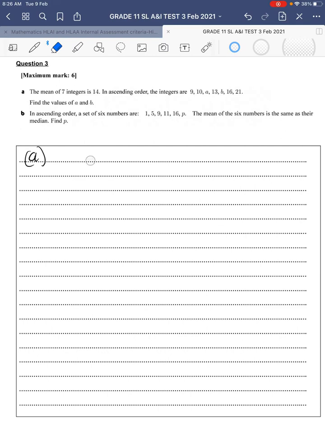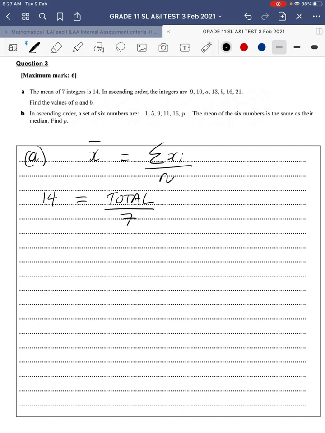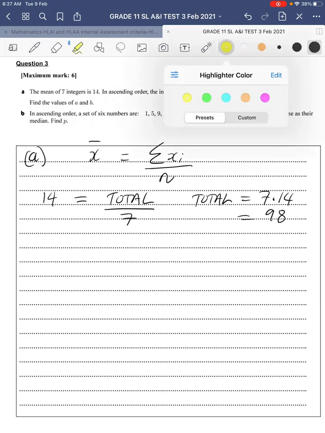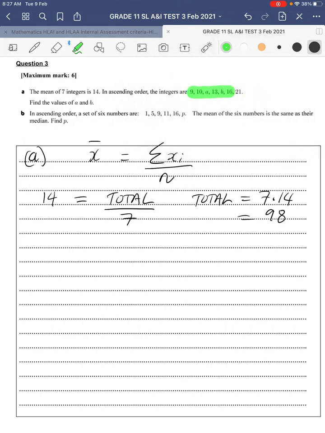Now there is a formula in the formula book saying that the mean, given by x bar, is the sum of all the x's divided by n. And that's just a fancy way of saying that we get the mean of 14 by adding up all of the numbers and dividing them by 7. So can you see that the total amount that the numbers have to add up to is 7 times 14, which is 98. So that gives us a bit of a helping hand in terms of finding a way forward.